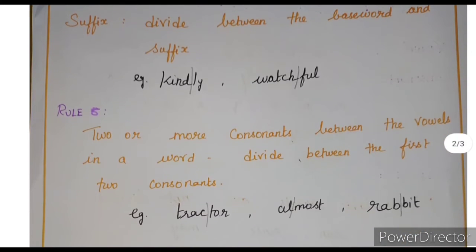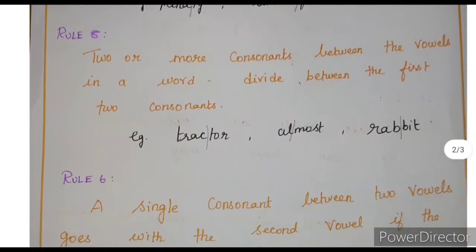Okay children, so next let us see what is rule 5. In rule 5, when there are 2 or more consonants between the vowels in the word, divide between the first two consonants. So actually children, if we have 2 or more consonants between the vowels, I can divide between the first 2 consonants. For example, I have given here tractor, almost, rabbit. So when we have 2 or more consonants between the vowels, I can divide between the first 2 consonants.